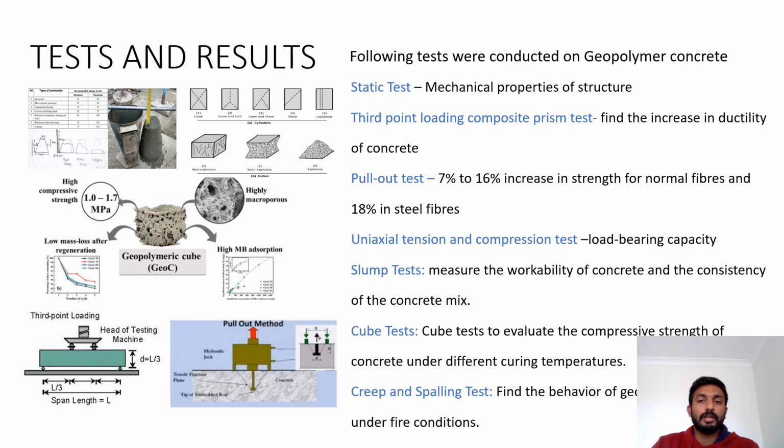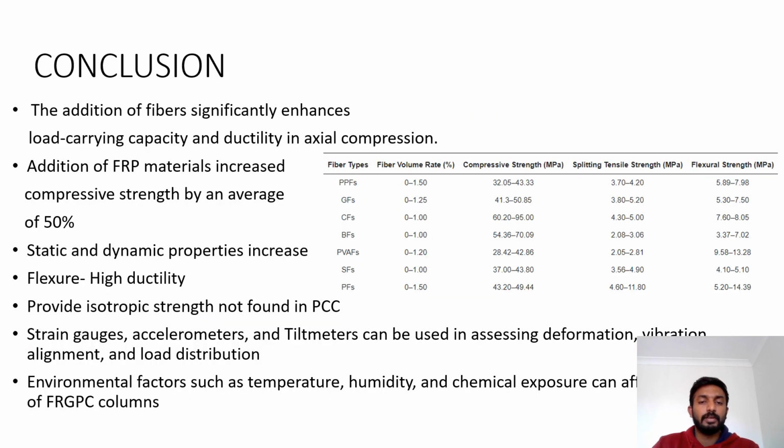Various tests have been conducted on geopolymer concrete. They are static tests to know the mechanical property of the structure, the third point loading composite prism test to find the ductility of the concrete, the pull-out test in which a 7 to 16% increase in the strength for normal fibers and 18% in steel fibers, the uniaxial tension and compression test, the slump test to measure the workability, the cube test to evaluate the compressive strength, and the creep and spalling test to find the fire resistance.